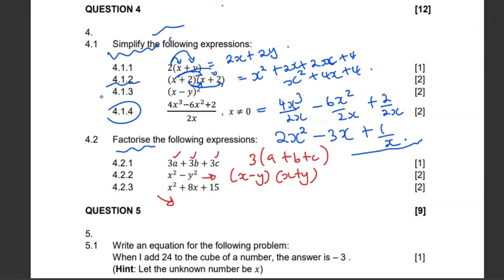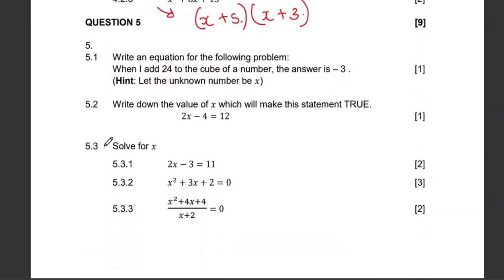And then with 4.2.3, it's the product and the sum. So it's going to be x plus 5, x plus 3. Because if you multiply 3 and 5, you get 15. When you add 3 and 5, we end up with 8. All right, so that is question number 4.